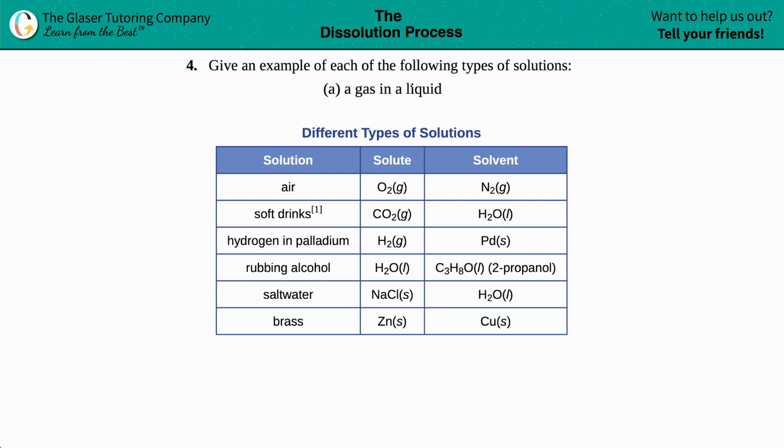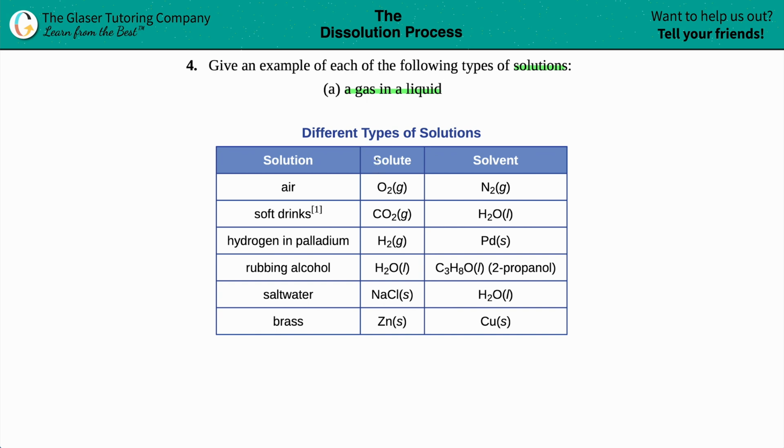Number 3, give an example of each of the following types of solutions. And then we have letter A. What type of solution would be a gas in a liquid? Here I gave a chart of a lot of different types of solutions, whether it's air, soft drinks, hydrogen and palladium, rubbing alcohol, salt water, or brass. But we just have to figure out which one of these would be classified as a gas in a liquid.